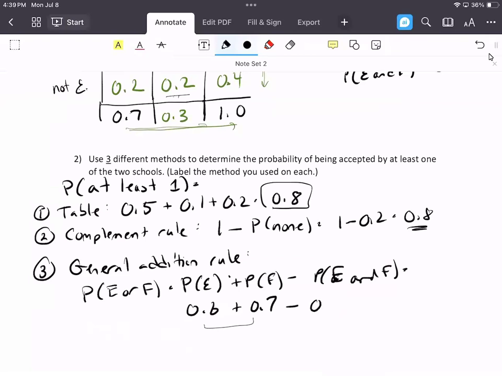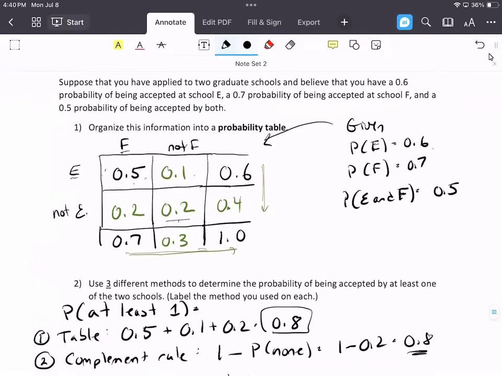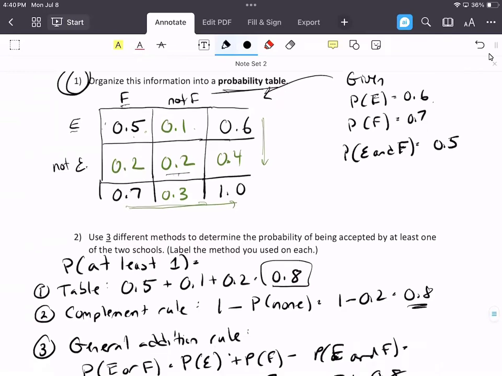And we need to take away that overlap, which is the 0.5. And we once again get 0.8. Use the one you like. Honestly, this is what I use most of the time. But do know the rules, have the rules available, especially for quizzes and exams. But as I'm doing the calculations myself, I tend to use the probability table.